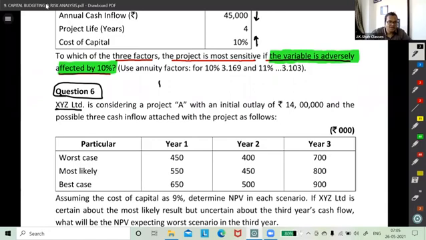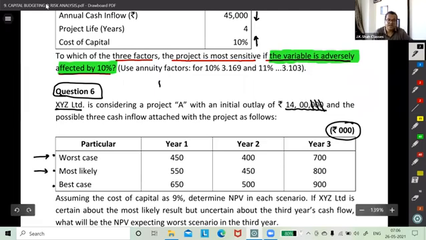XYZ Limited is considering a project with the initial outlay of 14 lakhs. And guys, this all is in thousands now. So 1, 2, 3. That is also okay. Or you convert this in lakhs. Anything is fine. The possible 3 cash inflows attached with the projects are given to you. See, these are 3 scenarios. And solving is not difficult, just understanding is more important. So management has estimated 3 possible scenarios. What are those? Worst case, most likely, and the best case.